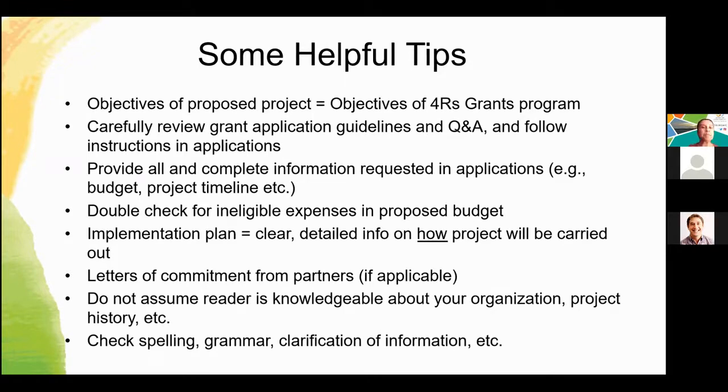Some helpful tips to remember. Remember, the objective of your proposed project should align with the objectives of the 4Rs Grants program. Carefully review the grant application guidelines and Q&A and follow the instructions in the applications. Provide all and complete information requested in the application, for example, your budget and your project timeline. Double check for ineligible expenses in your proposed budget before hitting submit. Make sure your implementation plan is clear, with detailed info on how the project will be carried out.